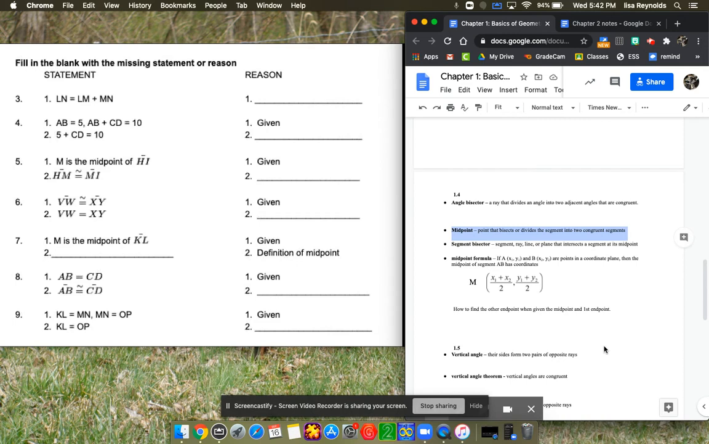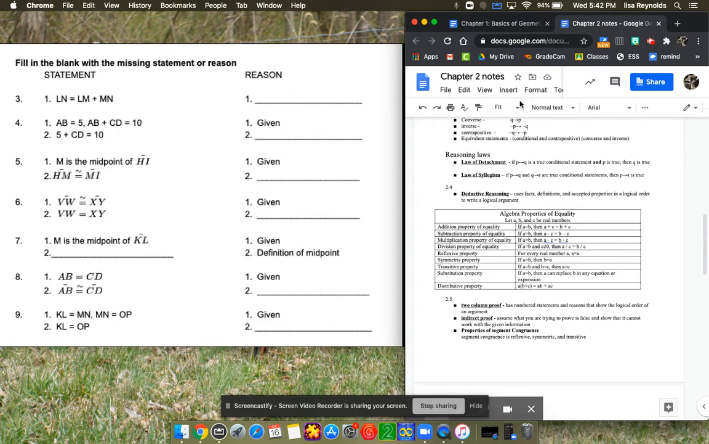So in the first problem, number 3, we're given the statement that LN is equal to LM plus MN. So we have an addition problem. When we have an addition problem, I start looking at a couple of different places. So I'm going to check to see if this is my addition property. According to the addition property, I had to have an equation before I got the addition, so that one doesn't work.